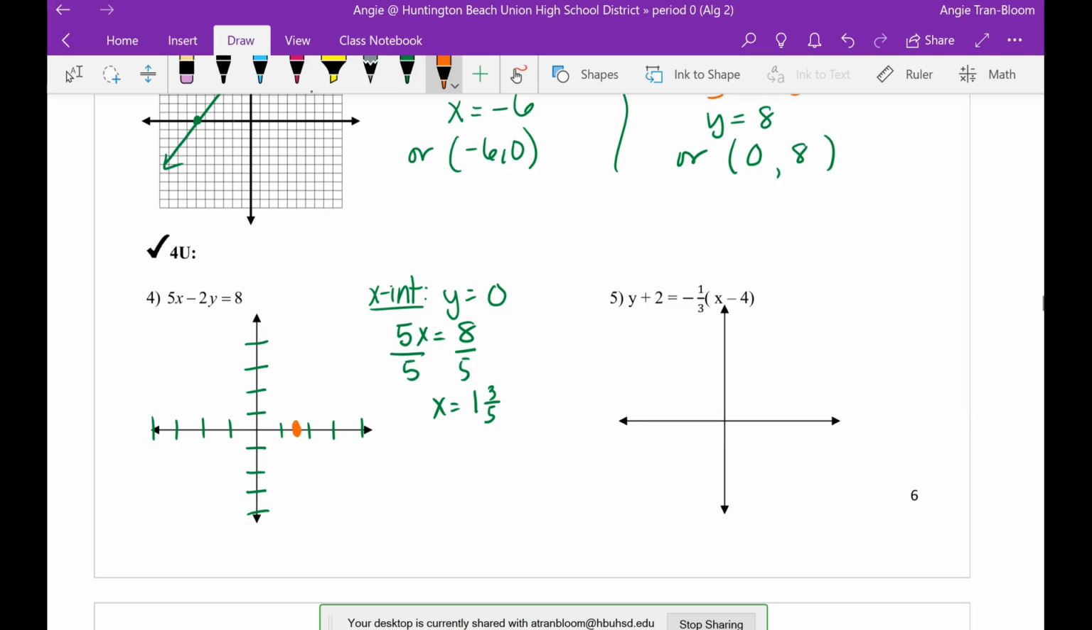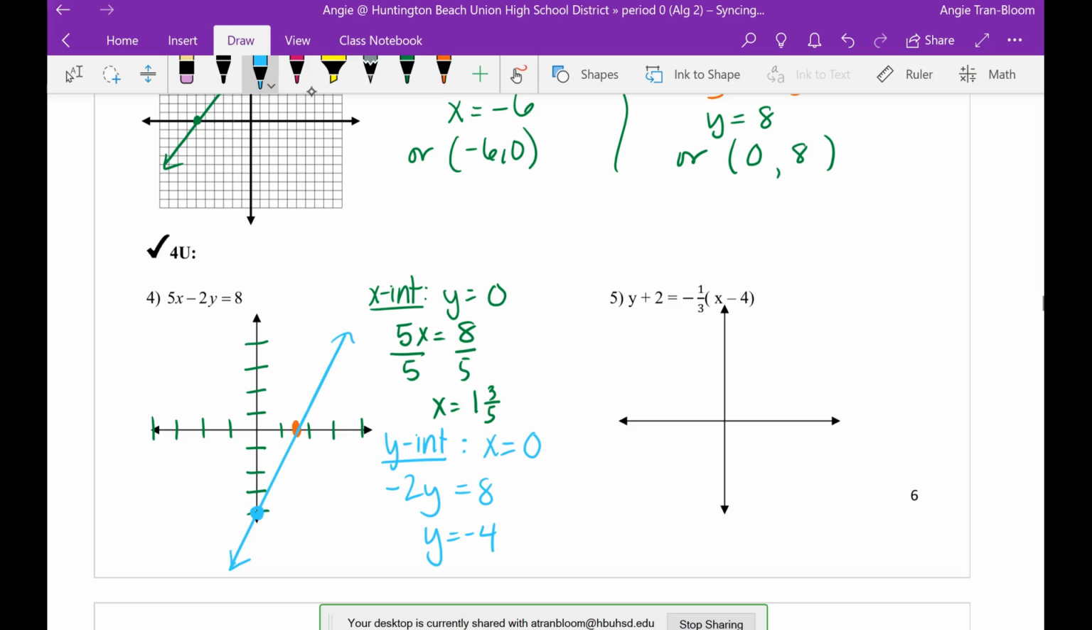Then what did you write for y-intercept, Joseph? What has to be 0 for the y-intercept? X. Mm-hmm. So the x term's gone completely, right? So you have negative 2y equals 8. That means y has to be what, Joseph? Negative 4. Okay, y equals negative 4. I'm going to go down to negative 4, plot a dot. I have two dots, make a straight line. Now, if you solve for y, do you still have the same line? Yes or no? Doesn't matter. You're going to have the same exact line.